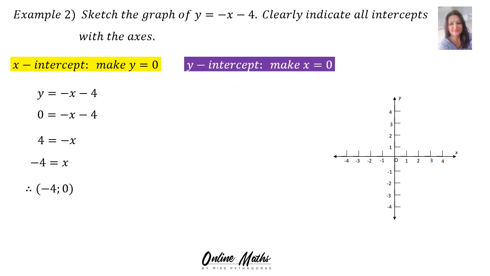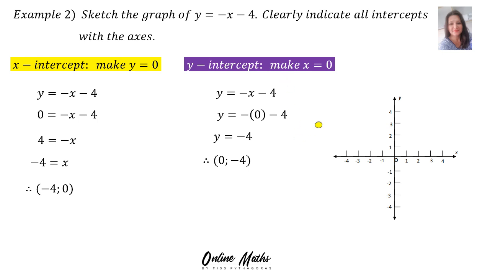And then the y-intercept make x 0. There's your equation. In x's place we substitute 0. And then y is equal to negative 4. And our coordinate is the point 0, negative 4.